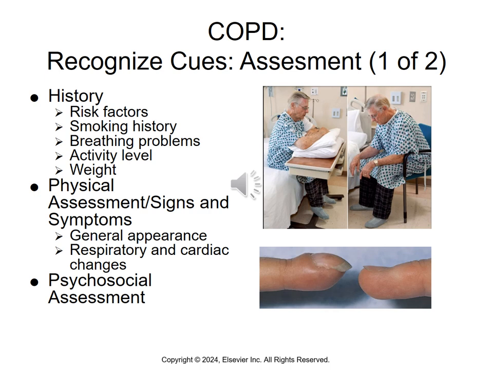They may have rapid shallow respirations, an abnormal breathing pattern in which the abdominal wall is sucked in during expiration, and again the use of these accessory muscles in their abdomen and neck.